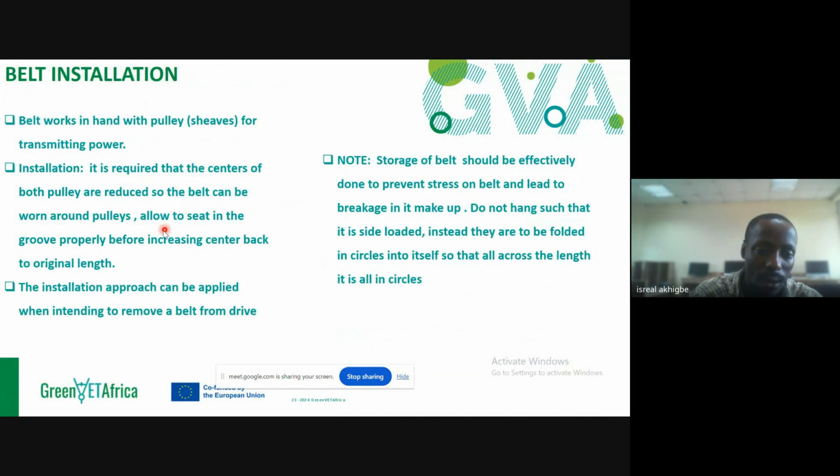Now, allow it to sit in the groove properly. Okay, let's read that again. It is required that the centers of both pulleys are reduced so that the belt can be worn around the pulley. So just like I explained, if you want to remove a belt also, reduce the center.